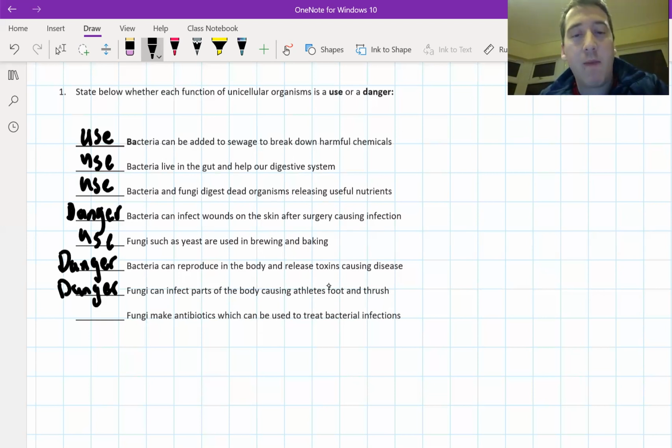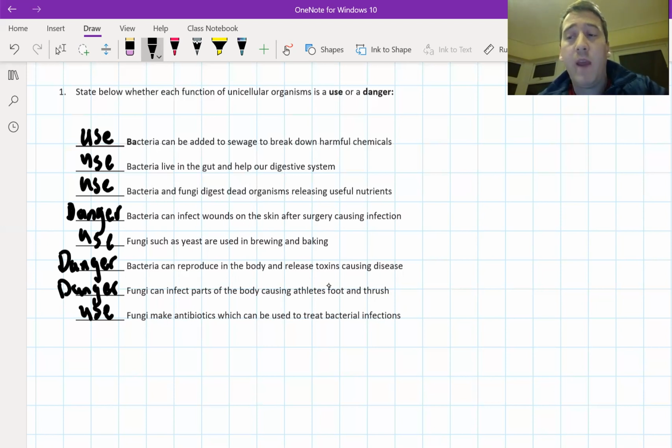And lastly, fungi make antibiotics which are used to treat bacterial infections. Sounds great. And in fact, this is one of the greatest inventions of all time because it has managed to keep a lot of people alive and has helped to cure a lot of diseases. So these are really important, and they only exist because humans have figured out how to take these unicellular organisms and use them to our advantage.